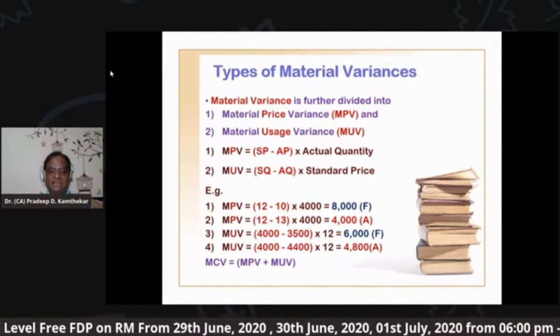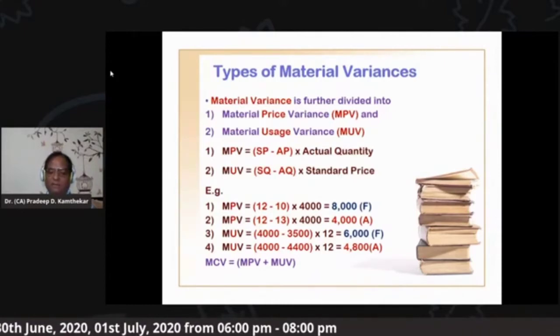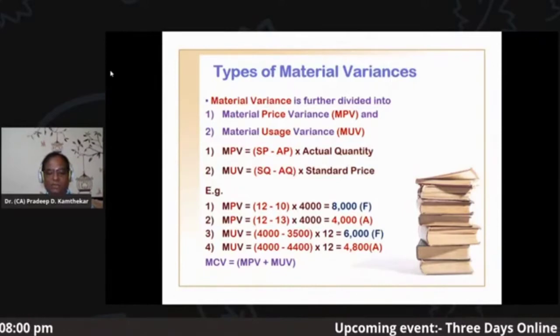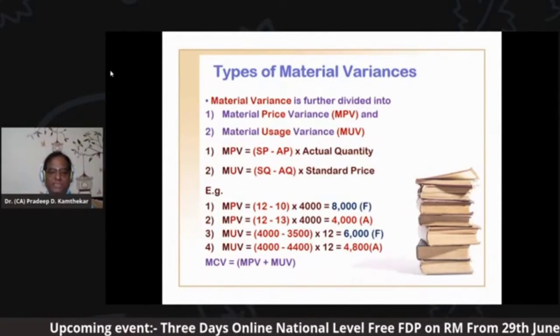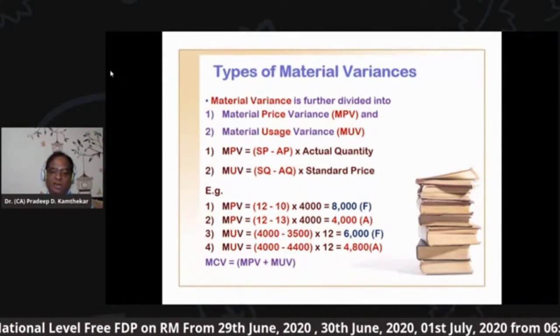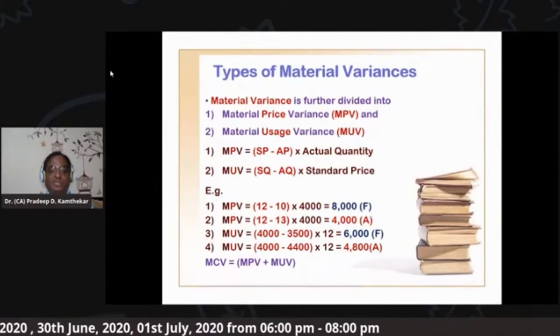And if this answer is positive, it is a favorable variance. How will it be positive? When the standard price is more, it will be positive, and when the actual price is more, it will be negative. So for positive variance, we call it a favorable variance, and for negative variance, we call it an adverse variance. Now, the second type of material variance is material usage variance.